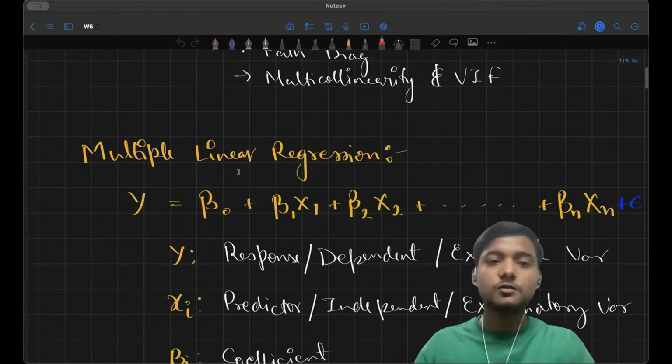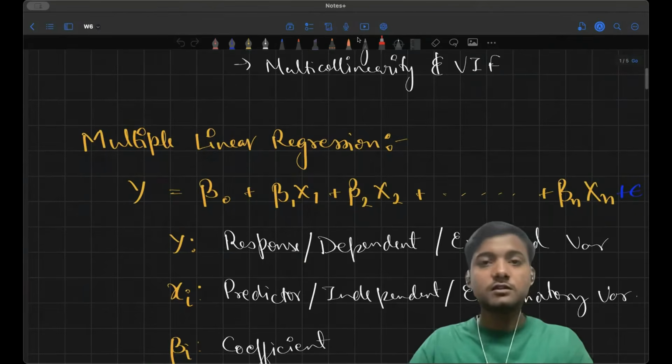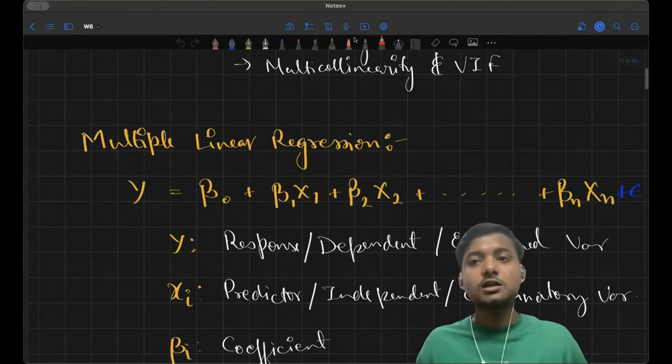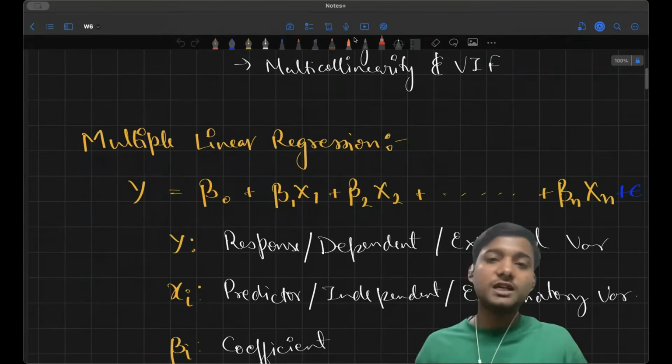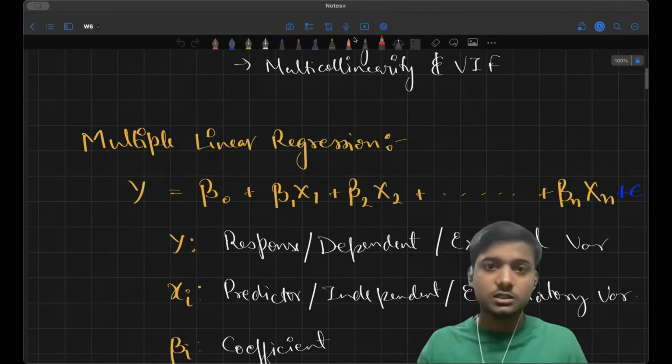So this is how your multiple linear regression looks. You have already seen linear regression in week 4, and I have already explained that regression is used for predicting something which is continuous, right? So when you want to predict a continuous variable, we use regression. And in linear regression, we take linear combinations. That is why it is known as linear regression.